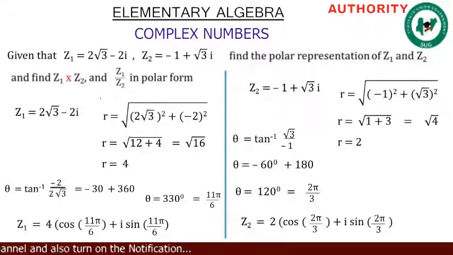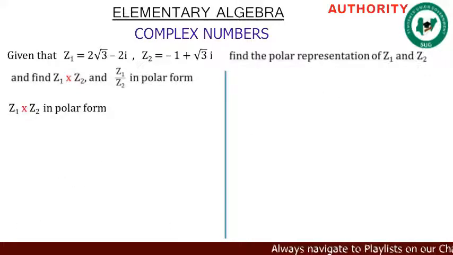Okay, this is our polar representation of z2. We have z2 equal to 2 open bracket cos 2 all over 3 pi close bracket plus i sine 2 all over 3 pi. Okay, now let's go. Number 3, we have z1 times z2 in polar form.